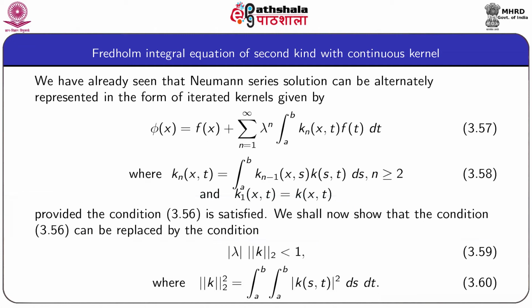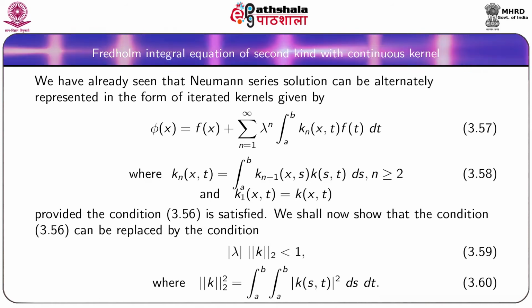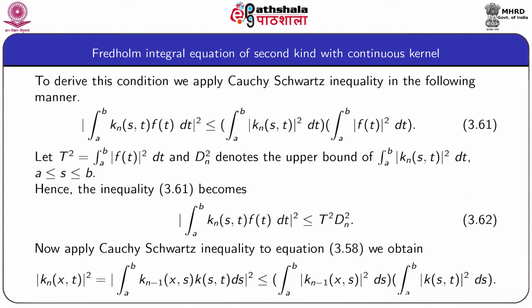Now we shall show that the condition given by 3.56, that is mod lambda M (b minus a) less than 1, can be replaced by the condition given by equation 3.59, where this symbol is the norm of the function k(x,t), and it is defined as the double integral from a to b of mod k(s,t) square ds dt, as given by equation 3.60. Now we shall derive this condition.